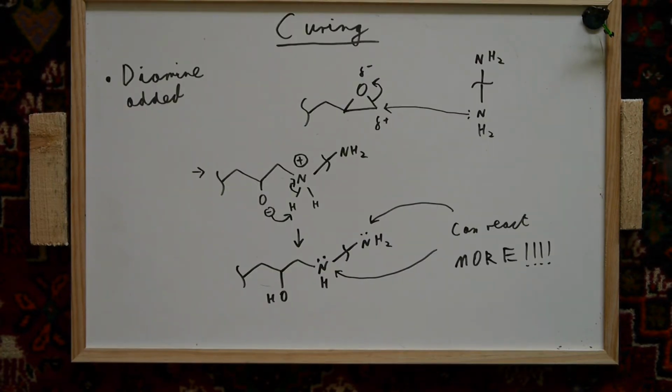Curing is the process by which the epoxy resin hardens. This is done by adding a diamine and adding heat. The diamine's lone pair attacks the epoxide group and then is stabilised by the O- taking a hydrogen from it.